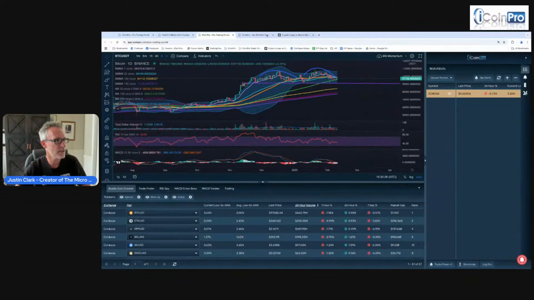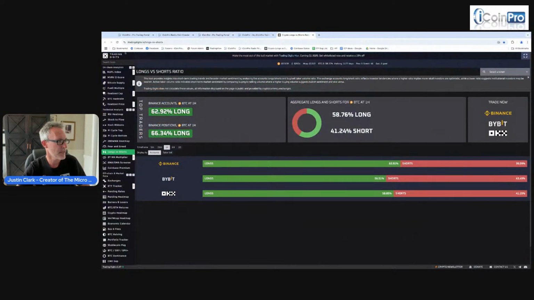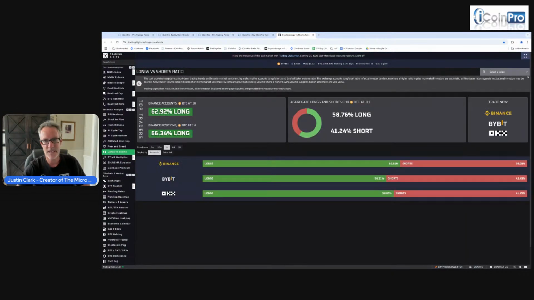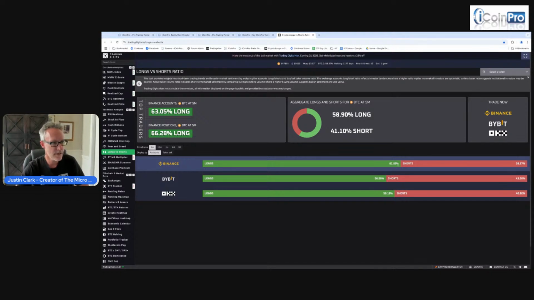On the longs and shorts, the long and the short of it. Longs are people betting Bitcoin's going up, and they make money if it does. Shorts are people betting Bitcoin's going down, and they make money if it does. Right now, we are 61% long and 38.97% short. So most people are feeling like we are going to bounce from here.